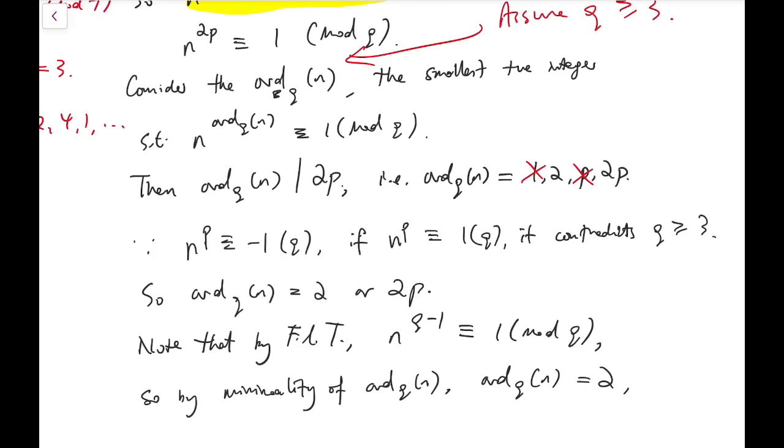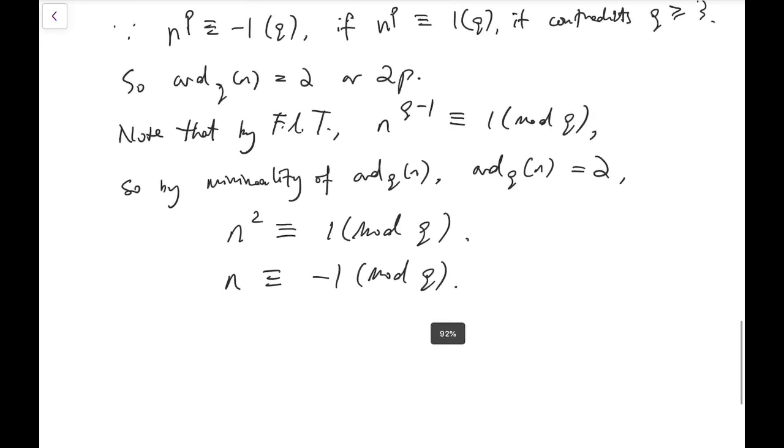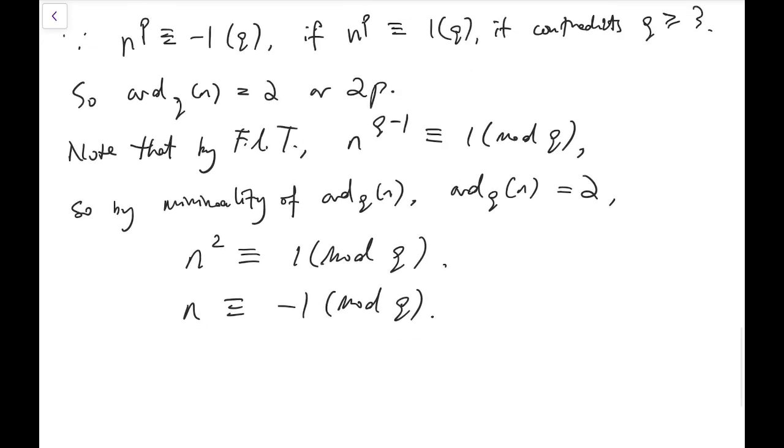This order must be 2, and so n squared is congruent to 1 mod q. And we know that this is the order, so n cannot be 1 mod q, and what it could only imply is that n is congruent to -1 mod q. So that's what we have when q is at least 3. Now, of course, this result is kind of incomplete, because what will happen when q is 2 then? We have to consider it separately.